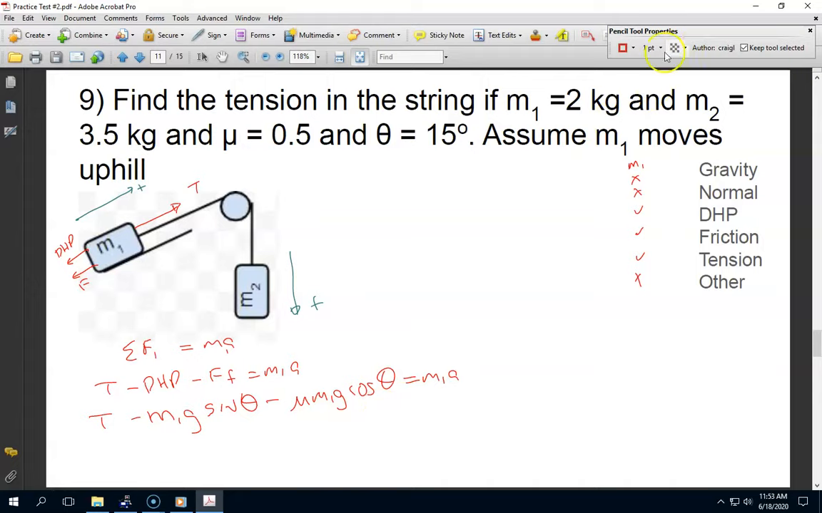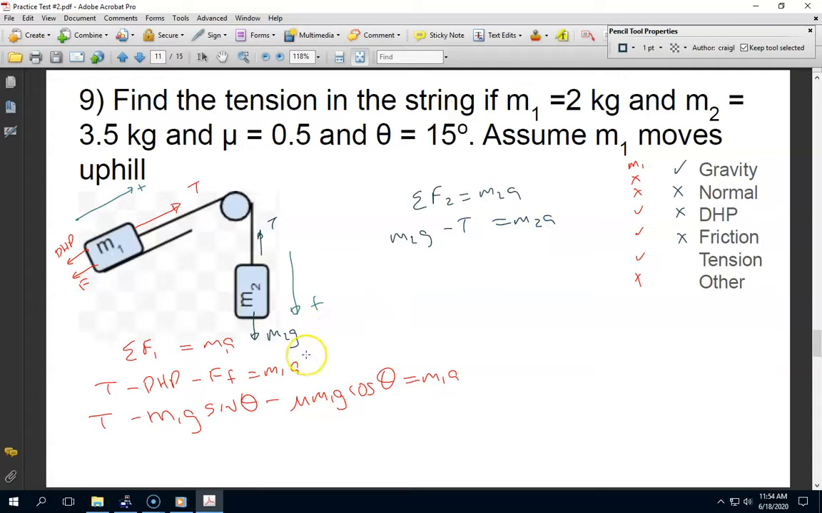How about the other block? When I do the mass 2, gravity is pretty important here because it's pulling down. And that's what's driving this whole thing. So m2g, let's make sure we get that one in. It's not touching anything. There's no ramp. The tension is up, slowing it down, opposite the direction of motion. So the sum of the forces on mass 2 equal mass 2 times a: m2g minus T equals m2a.